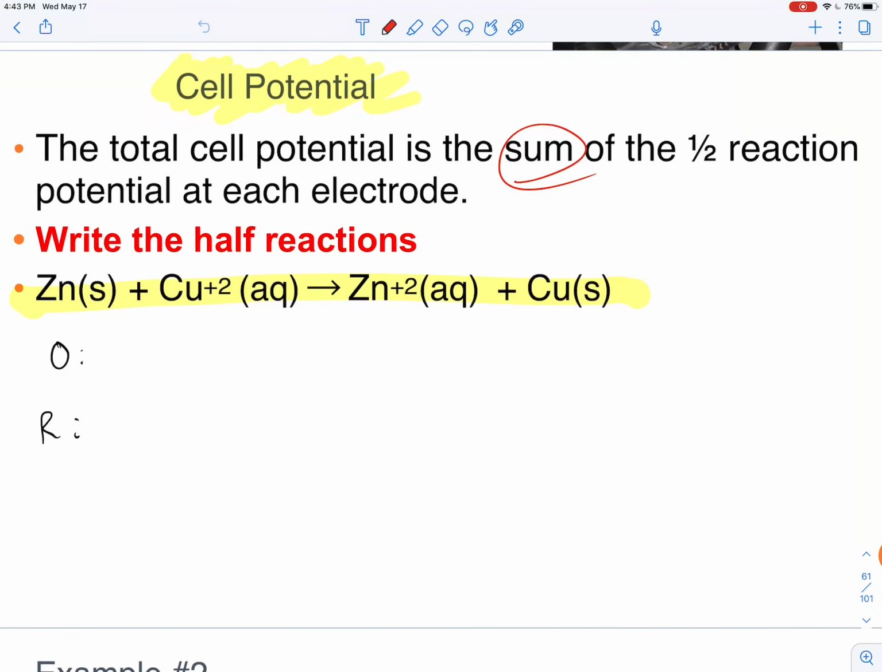Hi everyone, today we are going to learn how to calculate cell potential. So to start, we are going to write redox half reactions.